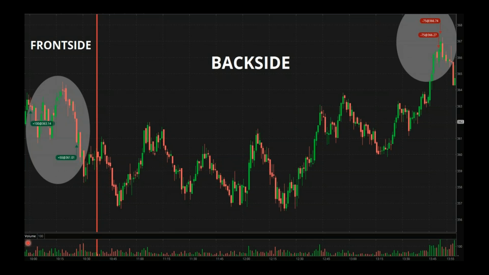So that covers the front side and back side. Now, what I want to do next is talk about how we actually execute a short. Let me pause this screen sharing here real quick, and I want to pull up my ThinkOrSwim and show you guys.